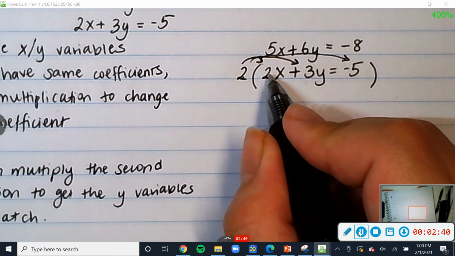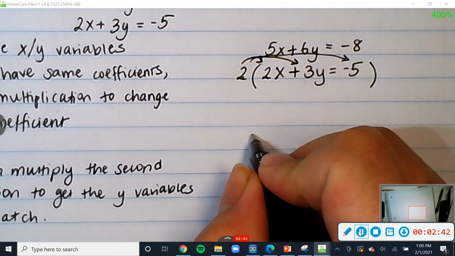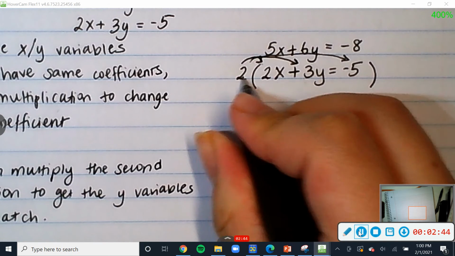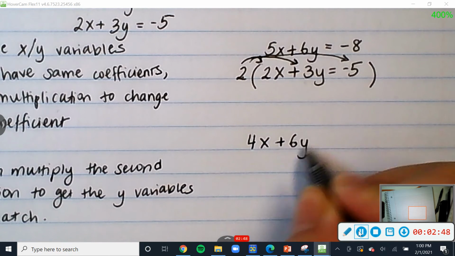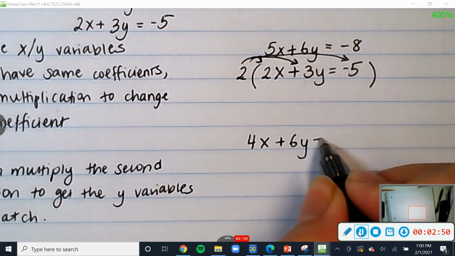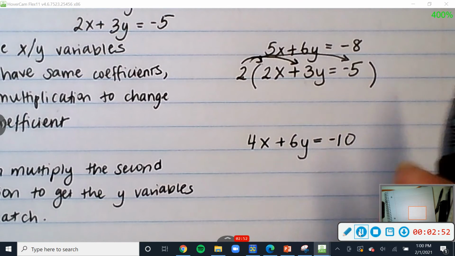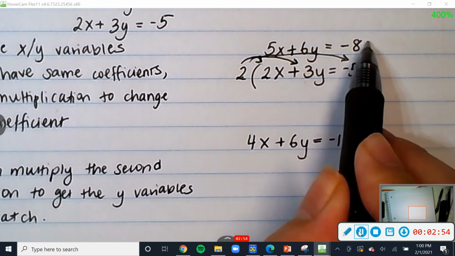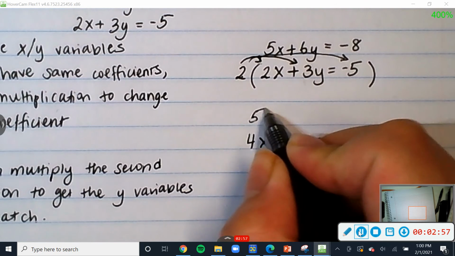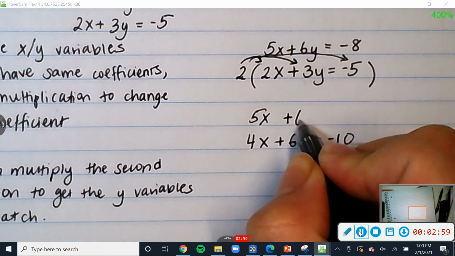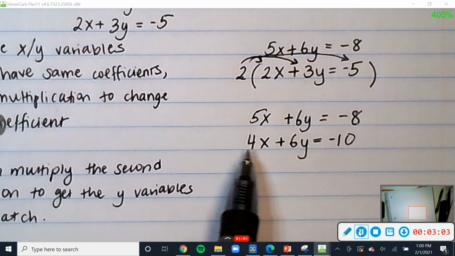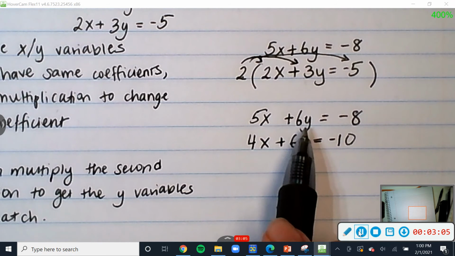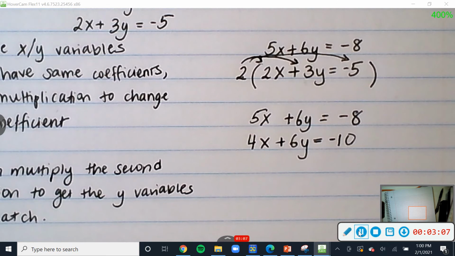So multiply 2 times 2, that's 4x. 2 times 3, which is positive 6y. And 2 times negative 5, which is negative 10. Now I'm going to use the same top equation. I'm not going to change anything with that one, so I'm just going to rewrite it on top. So now I have two equations that have matching coefficients. I have a 6y and a 6y. From here, I can proceed and solve like normal.